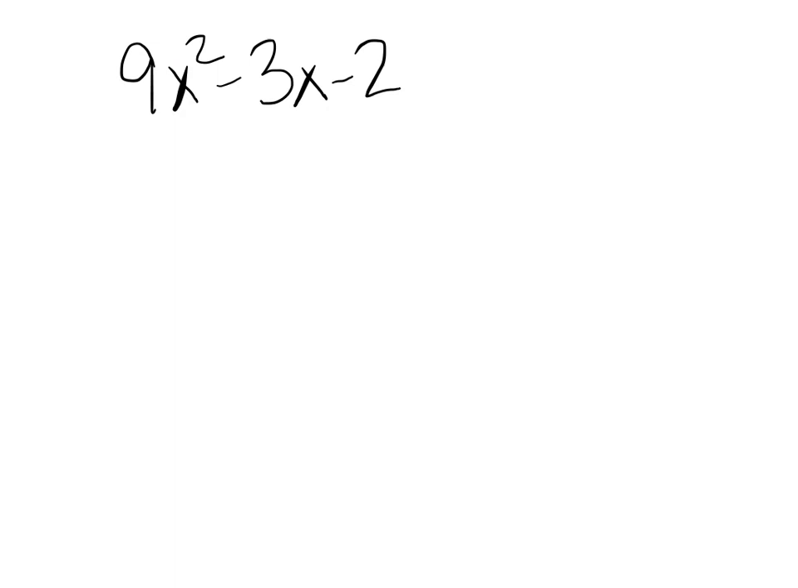9x squared minus 3x minus 2. We are going to use grouping to do this. We cannot use grouping yet, so let's go ahead and let's split it up. We need a crowd of 4 in order to do some grouping.